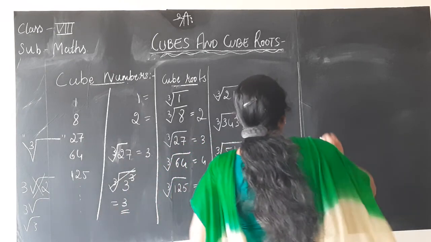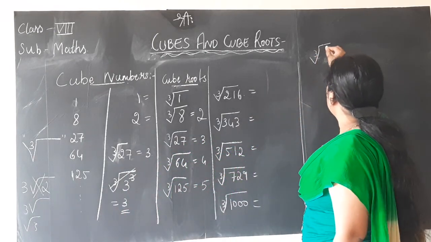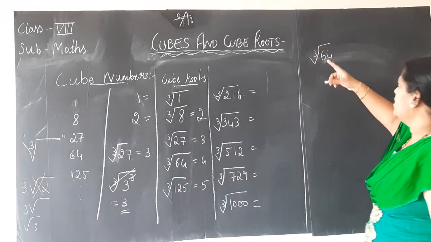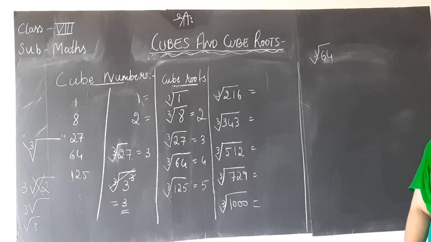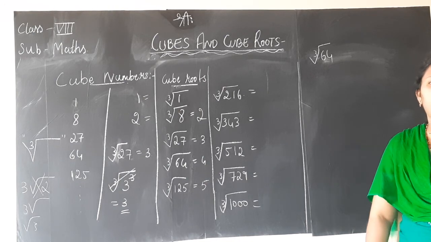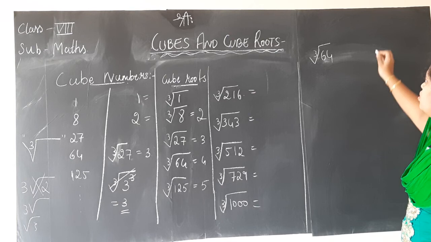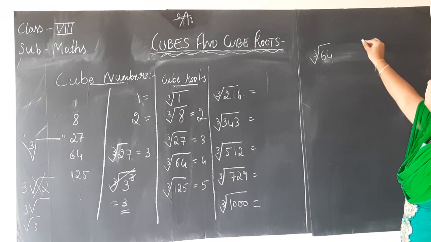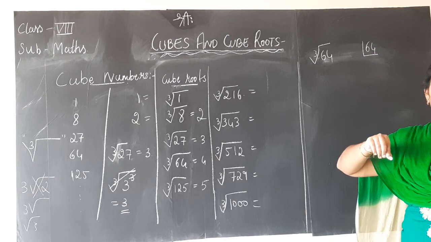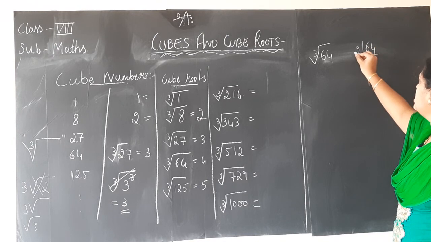I will show you for one more number. Say cube root of 64. So 64 is quite a big number. Now you know it is a perfect cube of 4. But if you don't know, what you have to do is use the prime factorization method, which we solved in last class. Go for that.